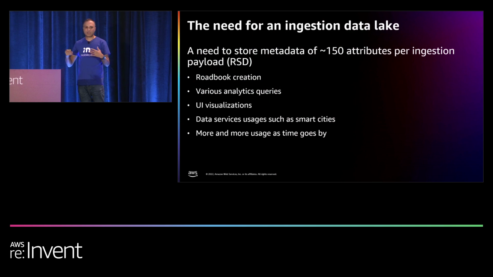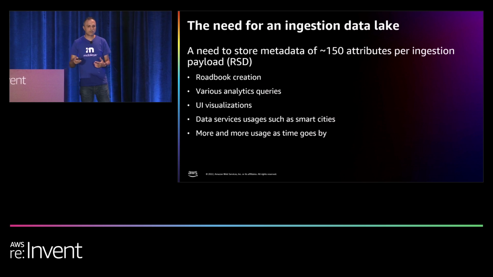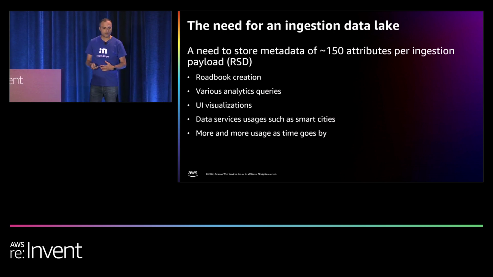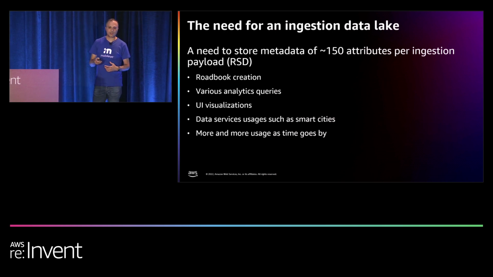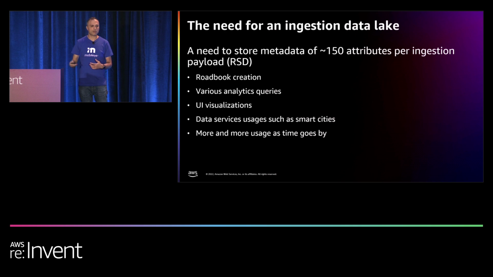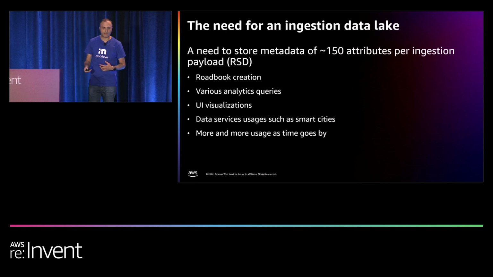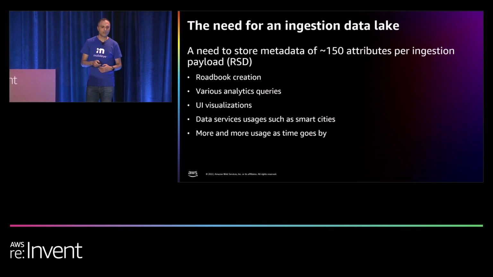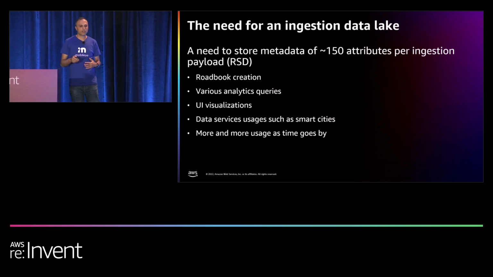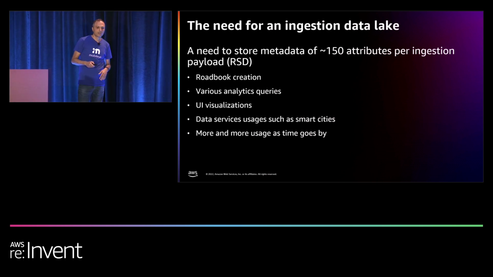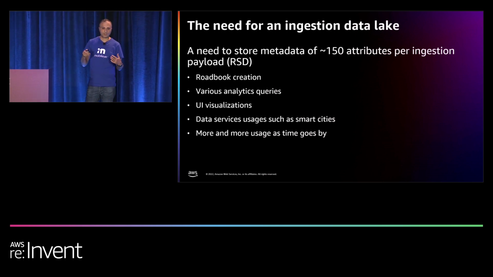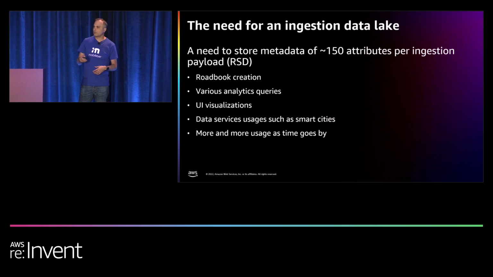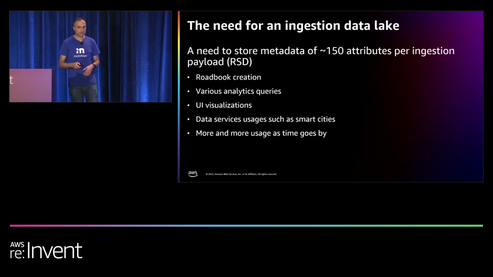Let's talk about why we need an ingestion data lake. Each ingestion payload that arrives is kept in a data lake after intensive computation. Each record contains more than 150 attributes, containing things like events, geometries, time measurements, length of drives, specific events, metadata, and more. This data is later queried for many use cases. The main use case is the roadbook creation. Every map creation begins with a query to the ingestion data lake, and we will drill into this use case a bit later, in the next slide.